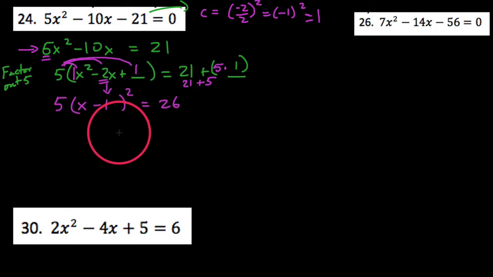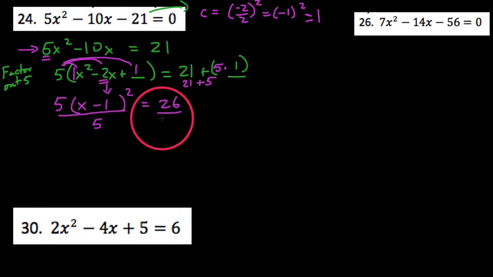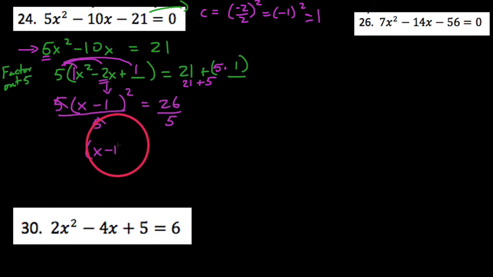Now, what makes this a little bit different when you have a values that are non-1 is that before we take a square root of both sides, remember that we have to isolate the thing being squared by dividing both sides by 5. So what I end up with now is x minus 1 squared, and on the right side, this is not going to bother us. We're fine with this, but we just get 26 fifths, and we're going to leave it that way.